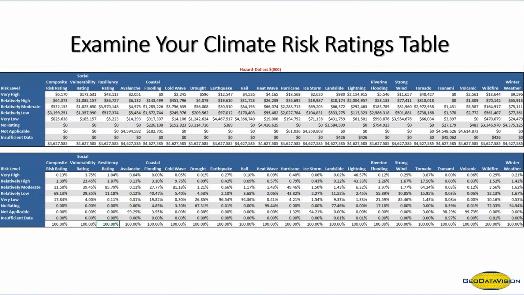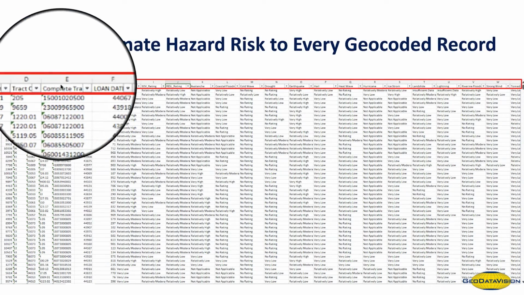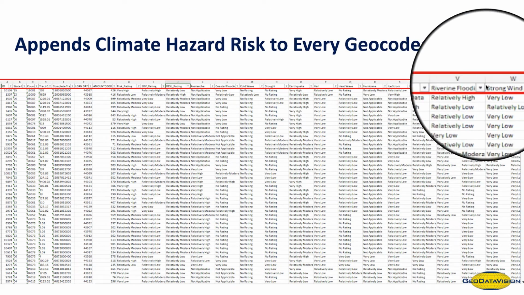The GeoDataVision Climate Risk Analysis module allows a bank to 1, identify up to 18 different natural environmental hazards, 2, quantify the risk associated with each natural hazard, and 3, rate the level of risk for each natural hazard. The GDV Climate Risk Mapping module appends to every geocoded record the risk rating for up to 18 natural environmental hazards. This allows for more refined analysis at the most granular level.